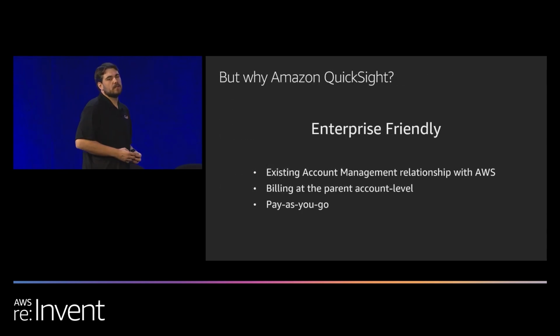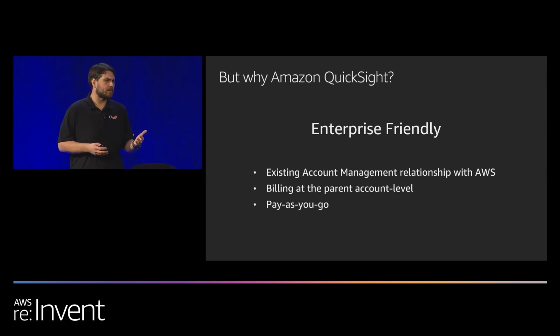So we decided on an all-in-one solution, but why did we go with Amazon QuickSight? Ultimately, it's extremely enterprise friendly, and being owned by a large corporation that has a number of subsidiaries, it was great to have. We have an existing account management relationship with AWS. There are already business reviews occurring. We already have a line of communication to express our needs. There are events like this where we can learn how to better use our software.